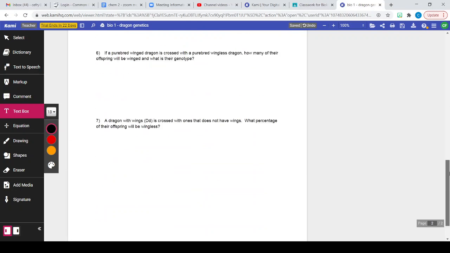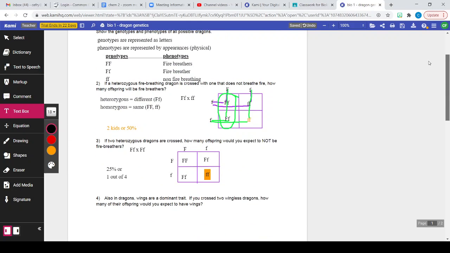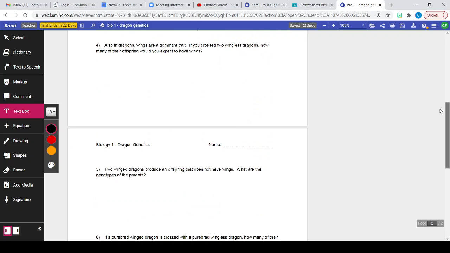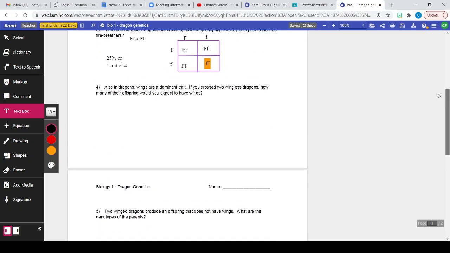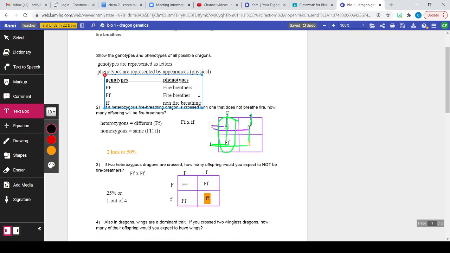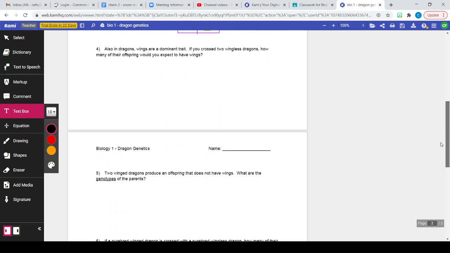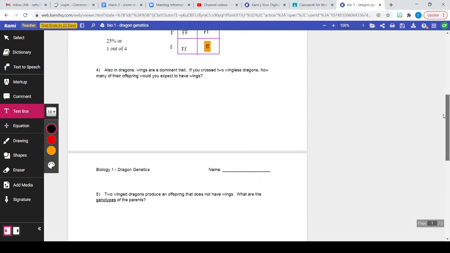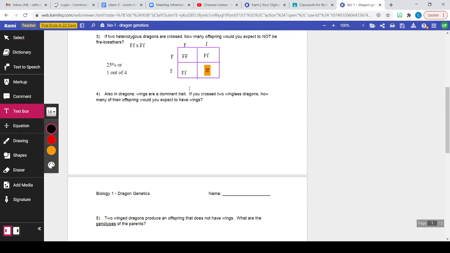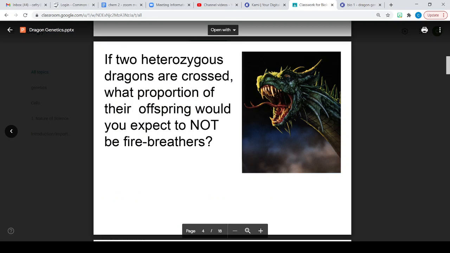All right, once again, you guys can stop right here if you want, because we're getting ready to go into a new trait. So if you think this is a good stopping point for you, go ahead and stop and pick this up tomorrow, because number 4, we're not going to look at fire breathers anymore. We're going to look at wings. Or like I said, if you want to sit here and just complete the rest of your notes right now, that is also fine. So right now we're going to do wings. So let's look at this next problem.